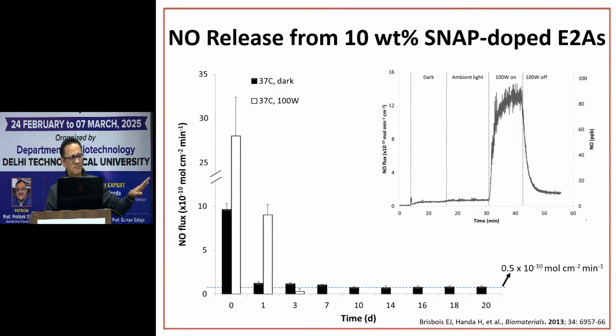With this SNAP method, we were able to prolong the release to 20 days. See, first when we started, we were at 1 or 2 days of nitric oxide release. Diazeniumdiolate helped us to reach 14 days of nitric oxide release. SNAP helped us to reach 20 days of nitric oxide release. Okay.